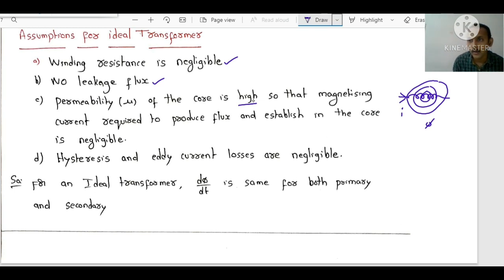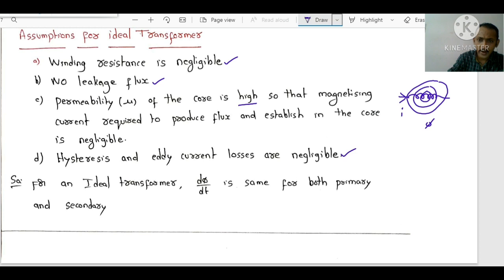We have a topic exclusively on losses, where we will discuss the different types of losses in the transformer. But for now remember, hysteresis and eddy current losses are negligible. These are the 4 assumptions we can make for an ideal transformer. Clear? I repeat again, dear students: winding resistance is negligible, no leakage flux, permeability of the core is high, and hysteresis and eddy current losses are negligible.